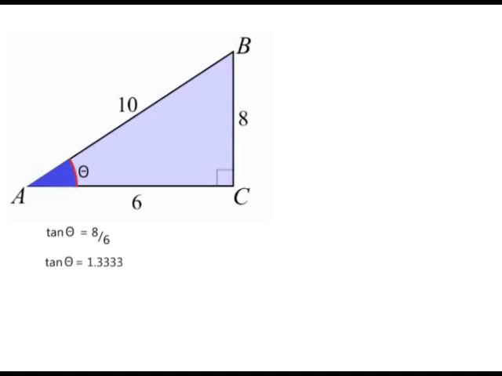1.3333. And now we need to find the angle whose tangent is 1.3333. We call it the inverse of tan theta. So we write tan inverse of tan theta is equal to tan inverse of 1.3333. To find the angle, we just reverse what we did.